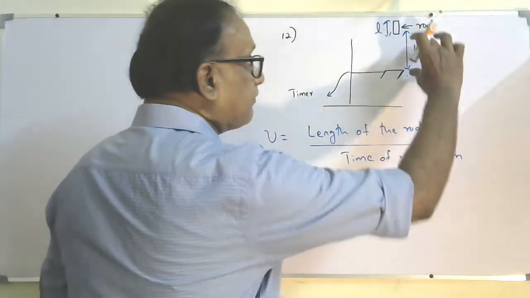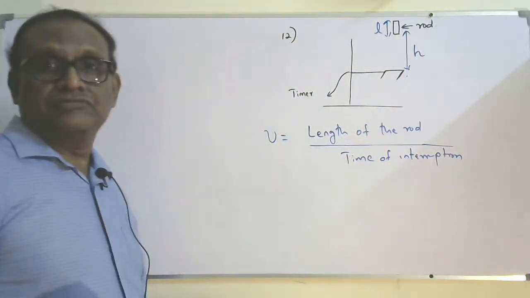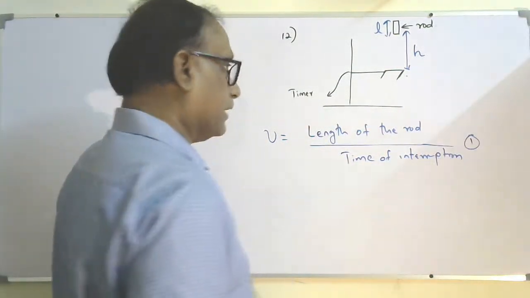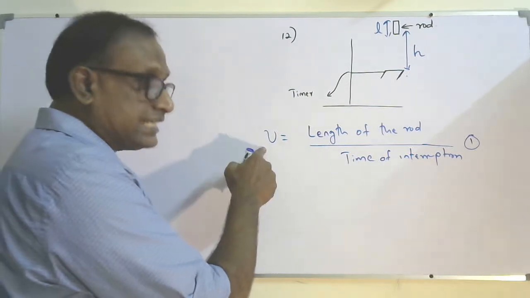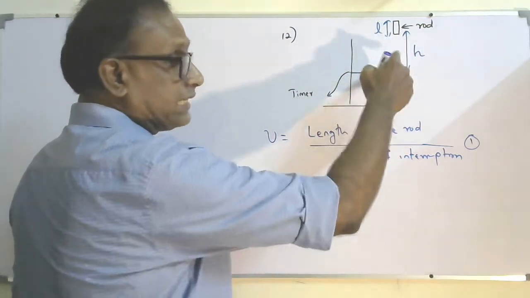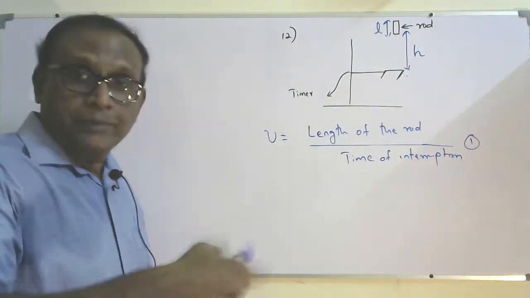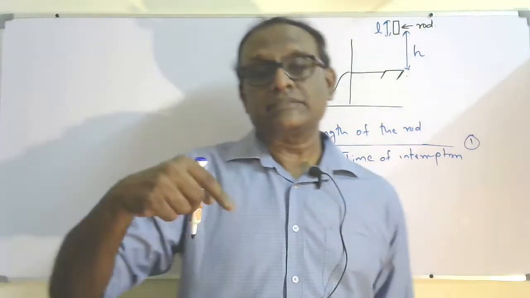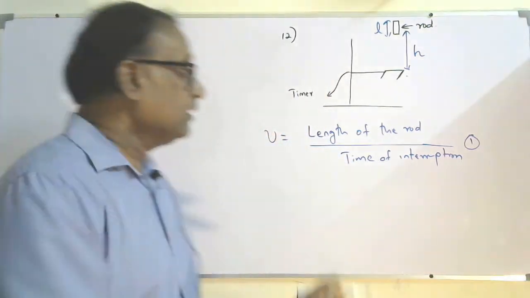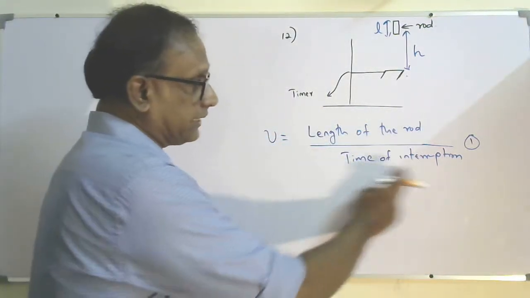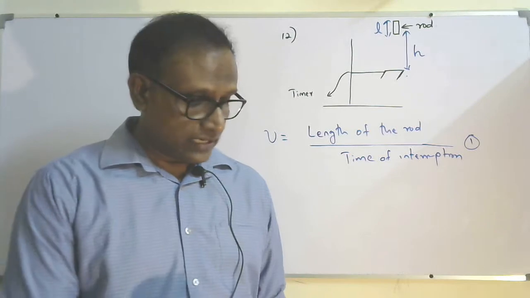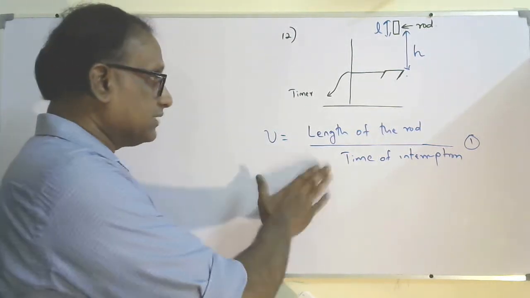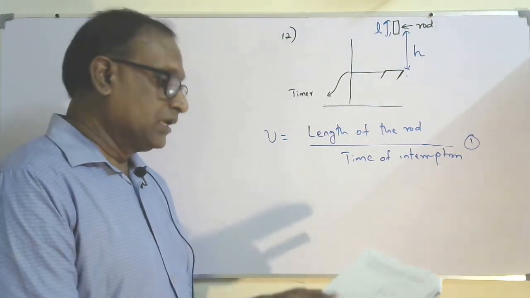Okay, so for the second mark, to make the velocity accurate for a particular height of drop, I should repeat the experiment and find the average velocity, or I can repeat the experiment, find the average time and divide the length of the rod by the average time. Either way, I can do it to improve the reading of the velocity. So this is for the second part.